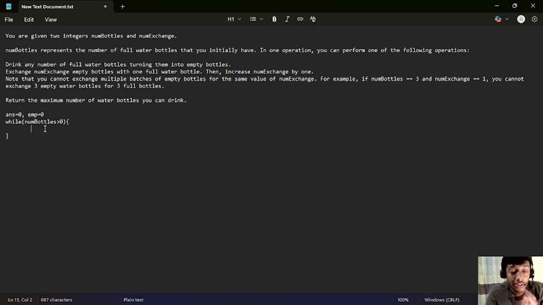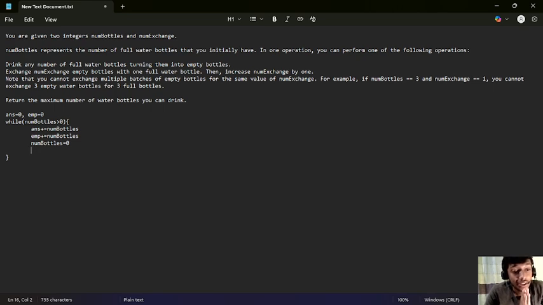The first step is you have to drink all the full water bottles. So to drink all the full water bottles, we should do answer plus equals num bottles. Then empty: now all the bottles are empty, so we have to add num bottles. And as all the bottles are empty, now there are no full bottles, so num bottles equals 0. We have understood till here.